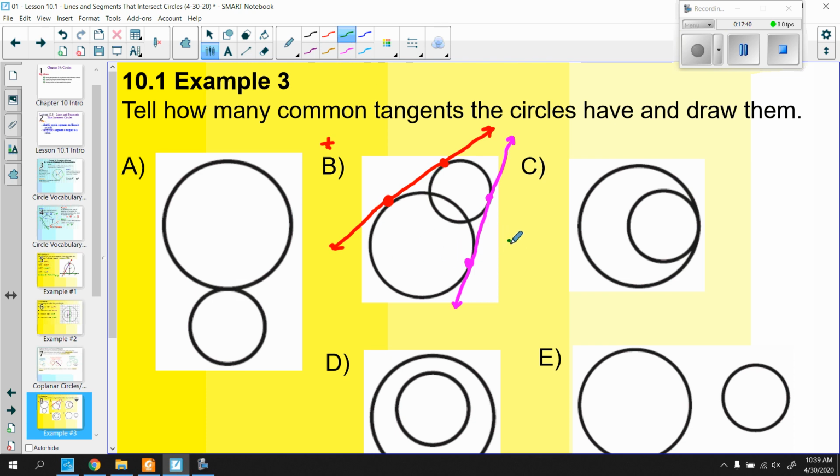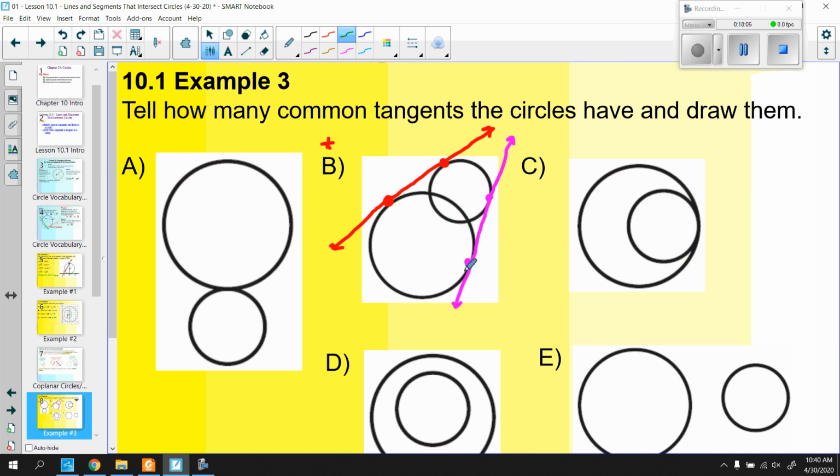If I were to draw one here, let me back that up. I bet I can draw one right there, and look at that, it's just hitting this circle in one spot. Well, what's the problem with that though? We're intersecting this bigger circle there and there. It's not tangent to the big circle. So I have to take that one off. That's not actually one.